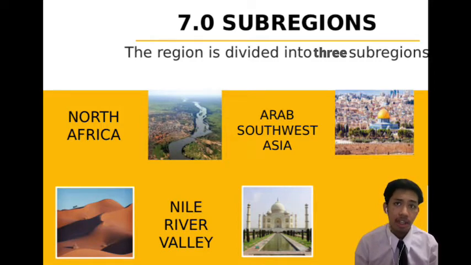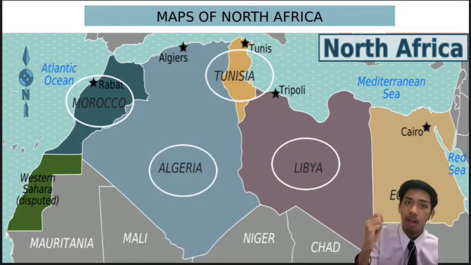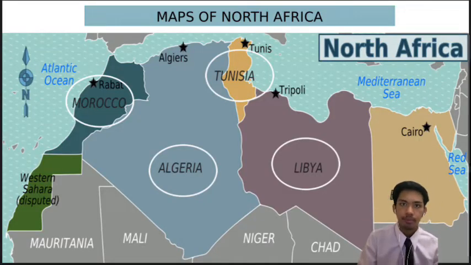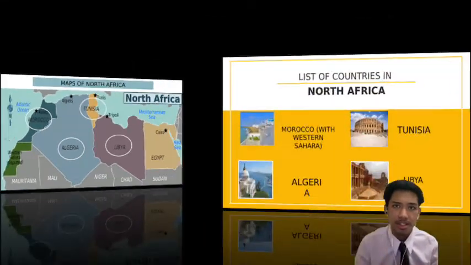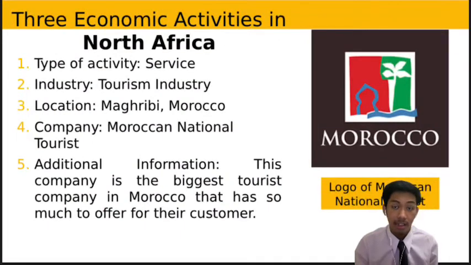In this region, they are divided into three sub-regions, which are Northern Africa, Arab Southwest Asia, and the Nile River Valley. For Northern Africa, as you can see here, is the map of the sub-region. There are 4 countries listed in Northern Africa, which are Libya, Morocco, Algeria, and Tunisia. In this Northern Africa region, there are 3 major economic activities, of which the first one is services.